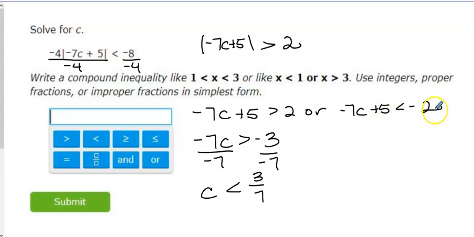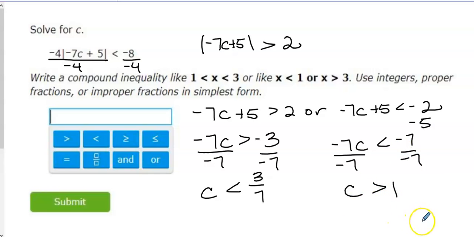And then let's subtract 5 here. I have to see what we end up with. Less than negative 7, divide. Switch this again. C is greater than 1. Oh yeah, it's still an or statement because 3/7 is to the left of 1 on the number line.